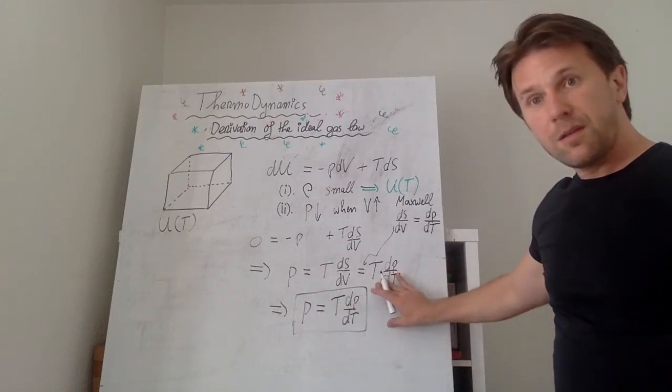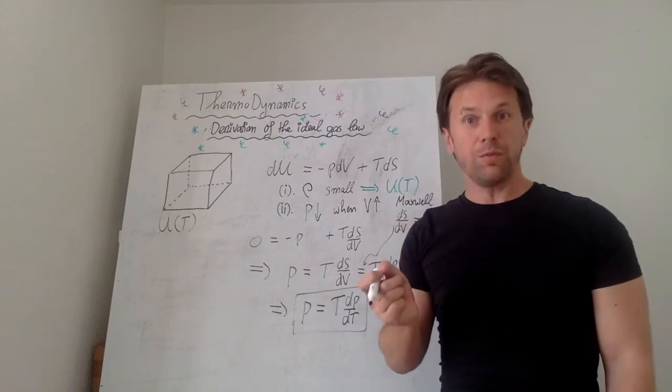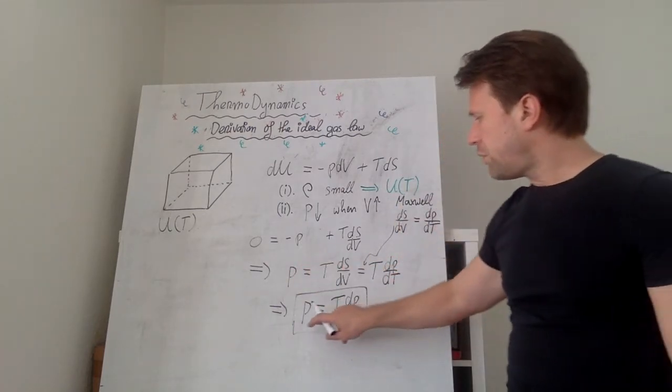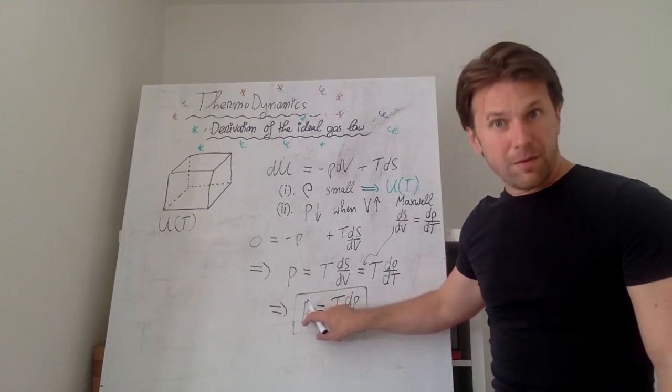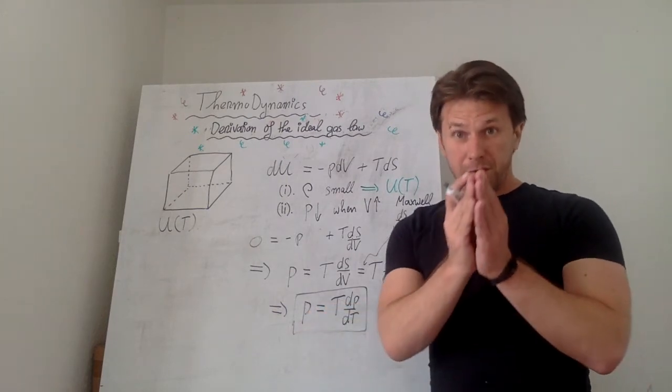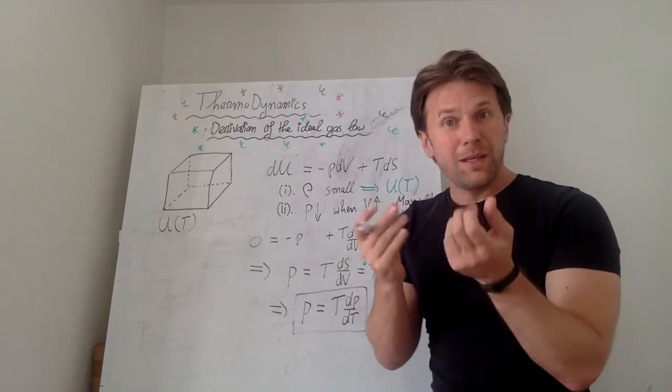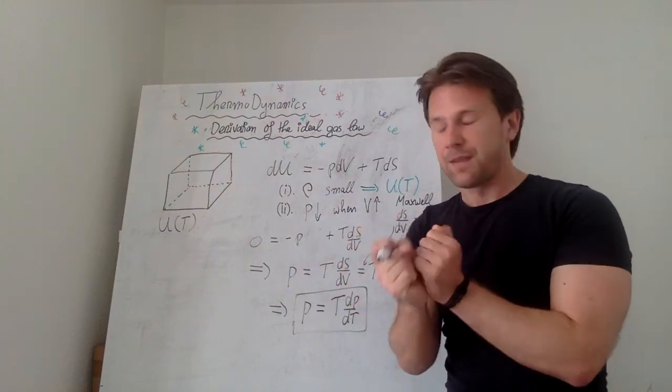Note that this relation that we have found now doesn't contain any volumes anymore. All the volumes have been removed by this Maxwell relation. So ultimately, the equation that we found here is a relationship between the pressure and the temperature. And so that means we can find this relationship now.